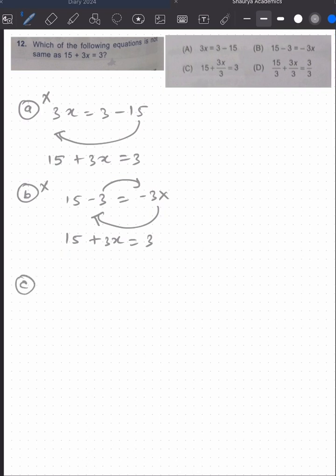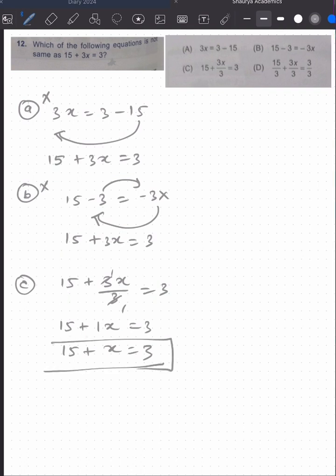Let's try C. 15 plus 3x upon 3 is equal to 3. So 3 1s are 3, 3 1s are 3. So this is 15 plus 1x is equal to 3, same as 15 plus x is equal to 3. Now this is different from what is given in the question. So C is your right answer. Let's move on to the next one.